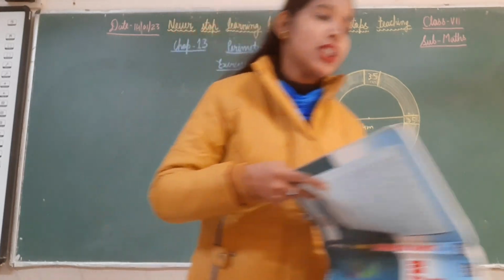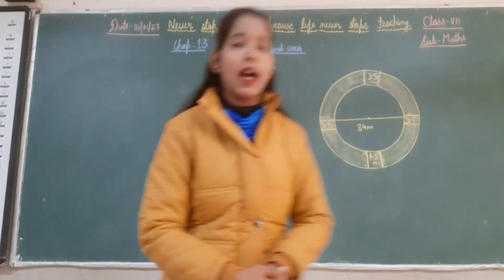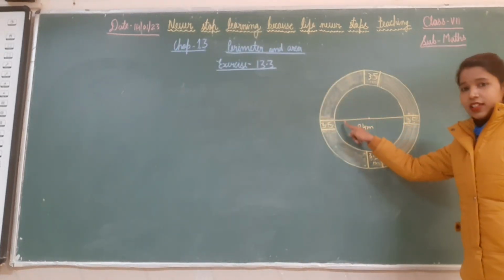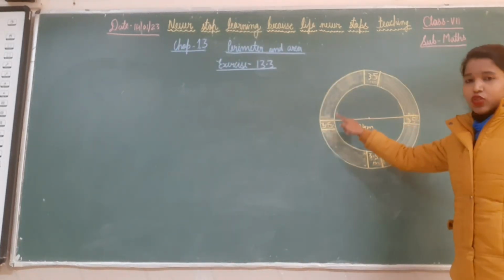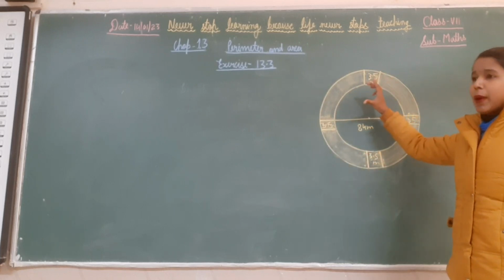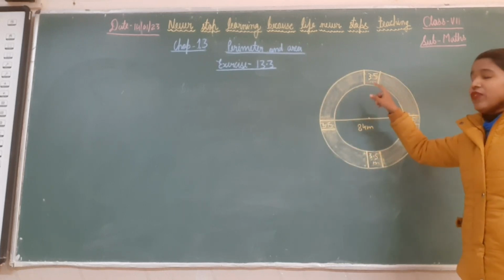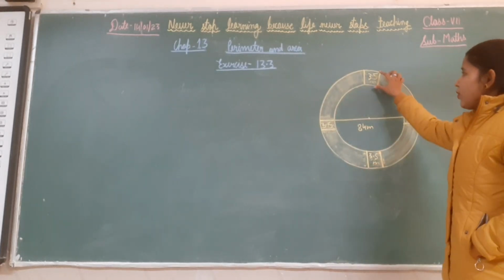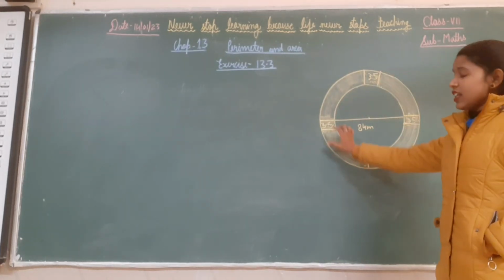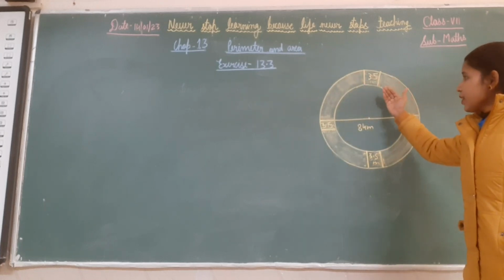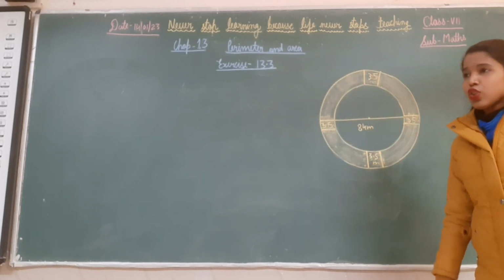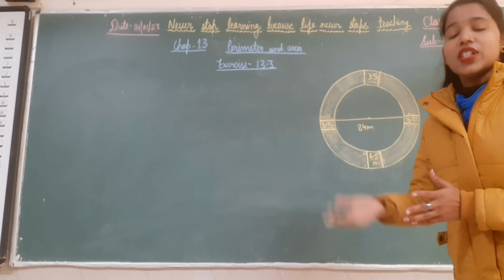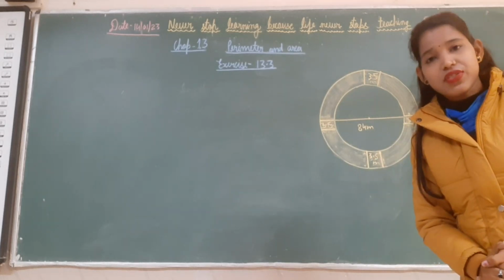That means the question is saying that there is a circular park. Look at the figure, class. This is a circular park. But outside the park, a 3.5 meter road is constructed around the circular park. So you have to find the cost of constructing the road.